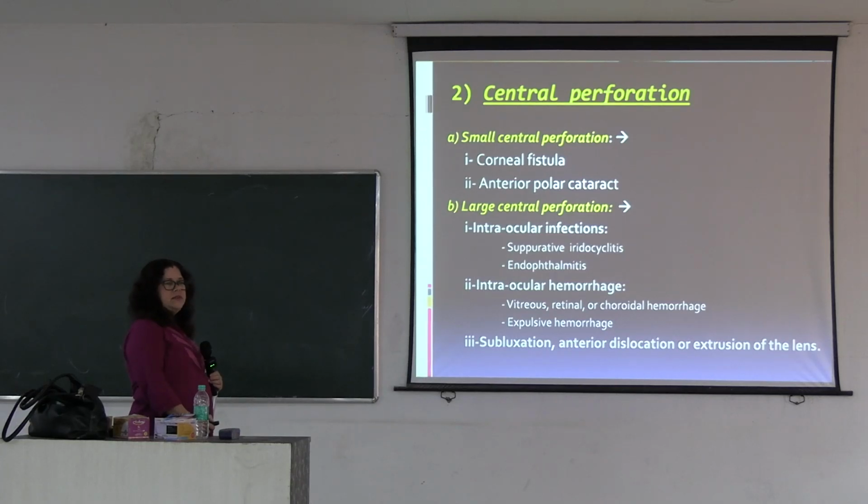What is dislocation? When the normal lens displaces from its normal anatomical position, that is called dislocation. It may be anterior, called anterior dislocation, or posterior, called posterior dislocation. And then subluxation: part of the lens is present in the pupillary area and a part of the lens is away from the pupillary area. That is called subluxation, due to the zonular dehiscence.